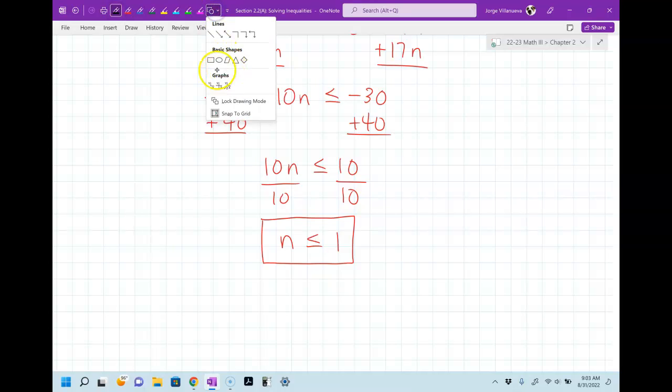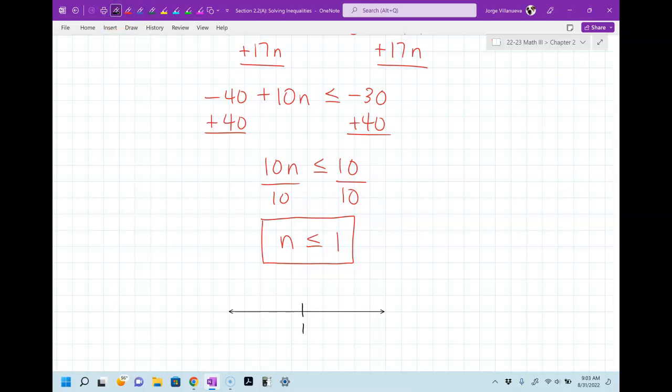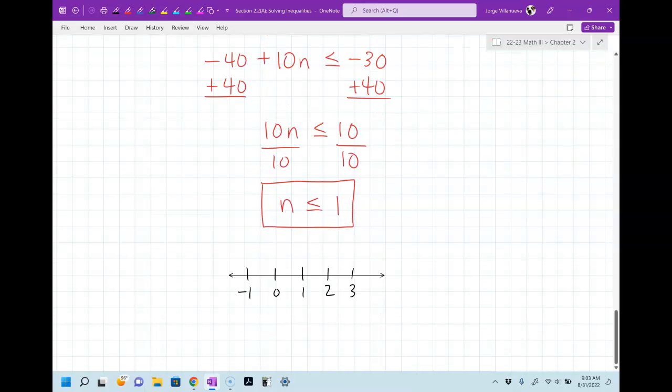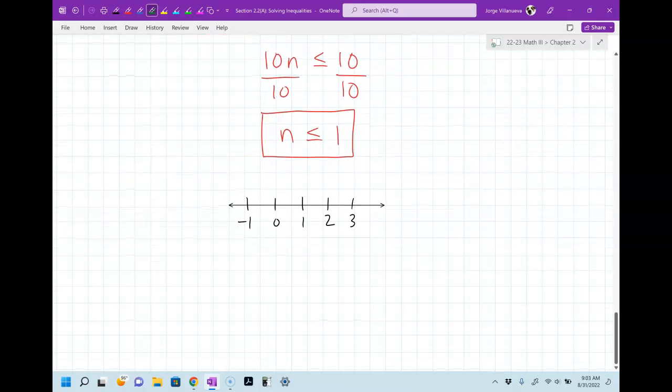Let me just draw a number line here really quick. So here's 1, 2, 3, 0, -1. Is this going to be a solid or an open circle? Solid circle, right? Because it says less than or equal to. Solid at 1. Which way do I go if it says less than? To the left, right? All right, and then you're done.